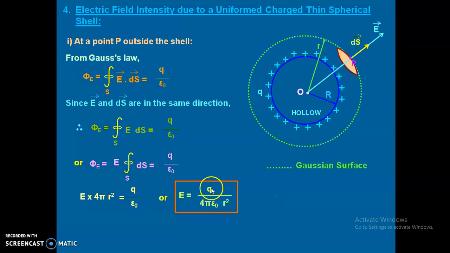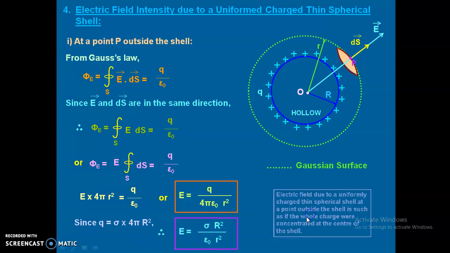And if you remember, this is the electric field intensity formula due to a point charge. So therefore we can further write q is equal to sigma into 4 pi capital R square. Sigma is the surface charge density, so q is equal to sigma A. So therefore we can write E is equal to sigma capital R square upon epsilon naught r square, after putting the value of q from this expression, okay?